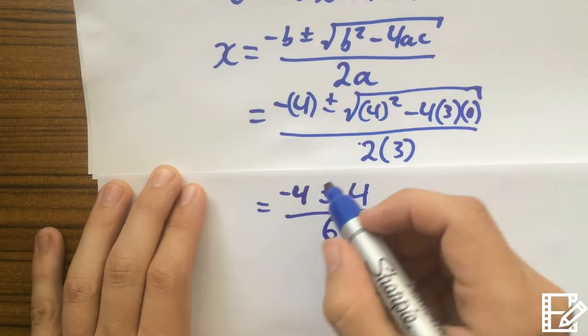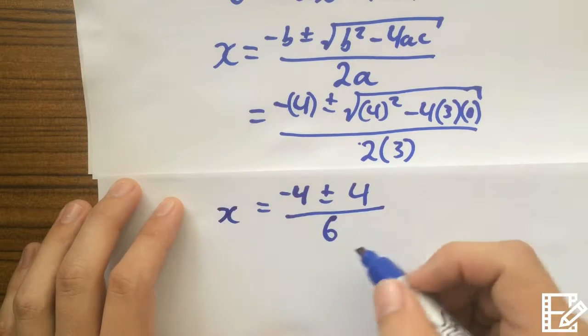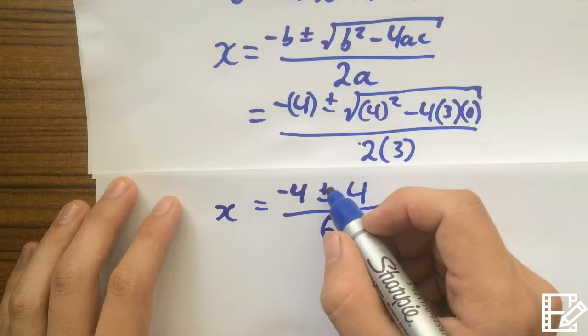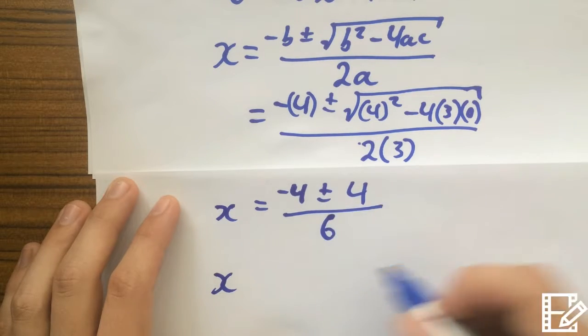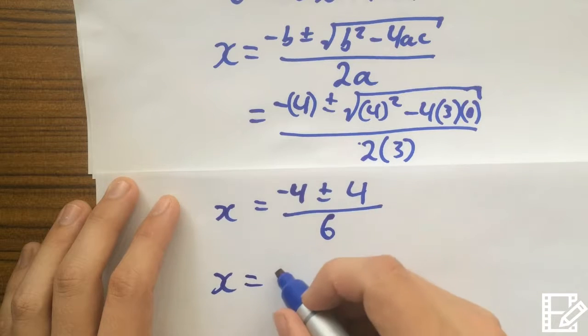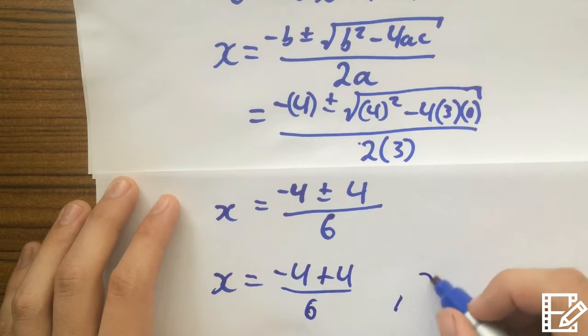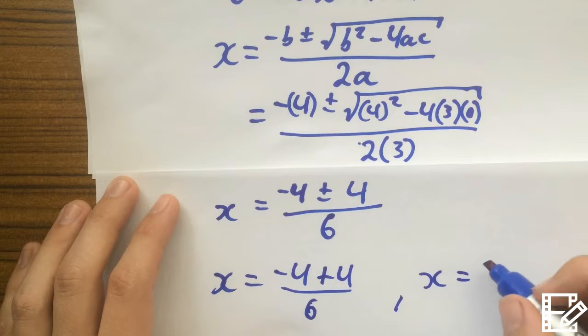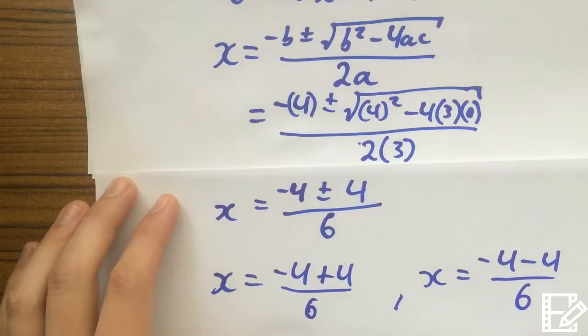Now we have negative 4 plus or minus 4 over 6, and that's equal to x. One x value will use the plus sign, and the other x value will use the minus. So we'll have negative 4 plus 4 on 6, and the other x value will equal negative 4 minus 4 on 6.